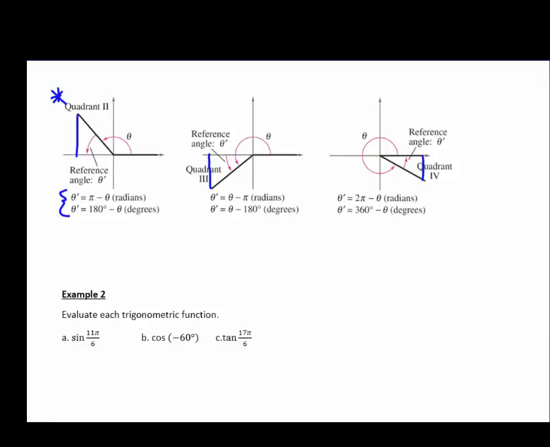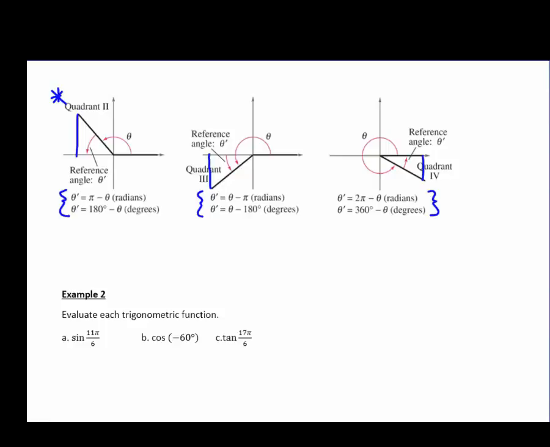In quadrant 3, you're going to take your angle and subtract either pi or 180 from it in order to get that reference angle. And then in quadrant 4, you're going to subtract the whole circle, whether it's 2 pi or 360, minus the angle that you are trying to use.